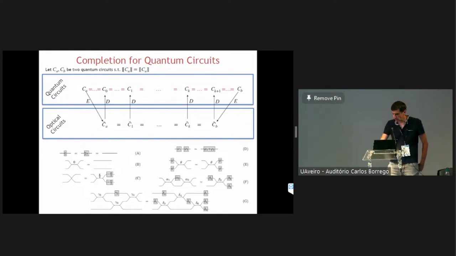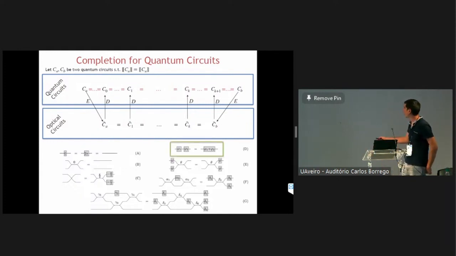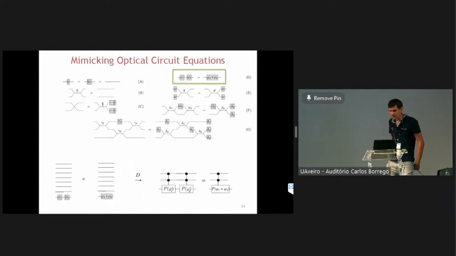So let's take just one example. If on this side I'm applying this very simple rule for optical circuits, what it means is that I'm applying it actually in a context. So I'm applying it here, for instance, but we have other wires, which means that what I need to do in terms of quantum circuits is to do this kind of equations. Again, I have control operations.